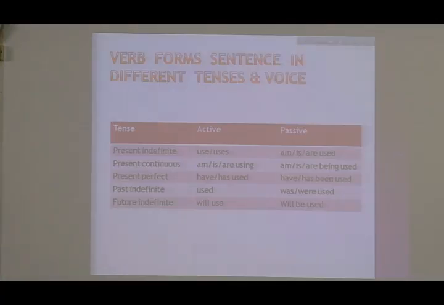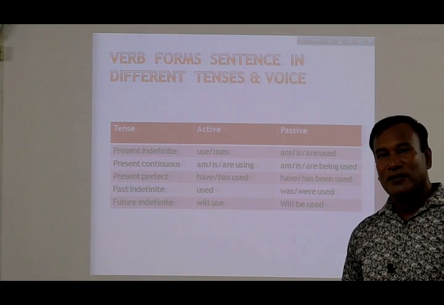Look at the chart. Present indefinite tense uses, active: use; passive: used. Present continuous tense, active: using; passive: being used. Present perfect, active: have/has used; passive: have/has been used. Past indefinite, used; passive: was/were used. Future indefinite, will use; passive: will be used. It will be helpful for you if I tell you in Bangla.